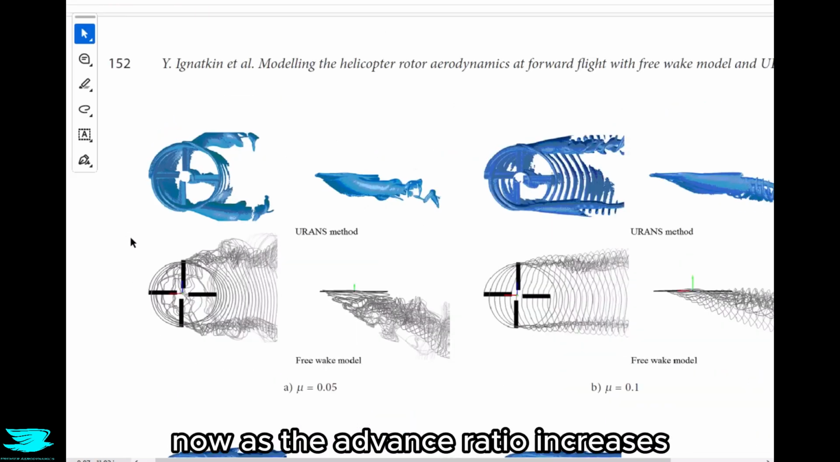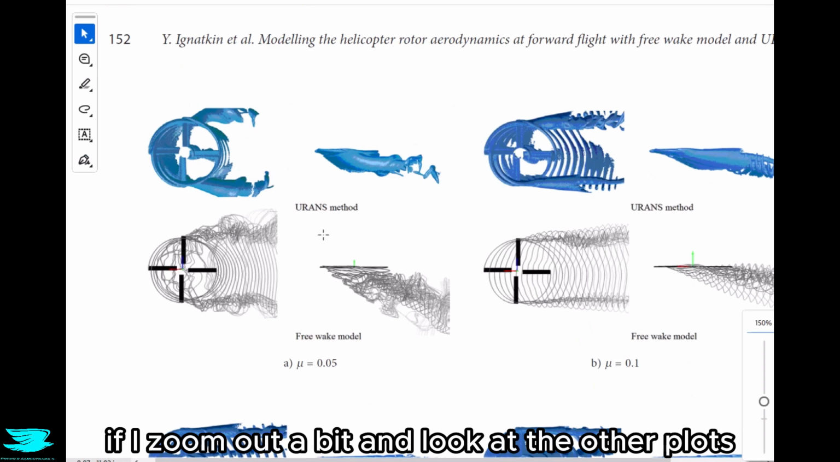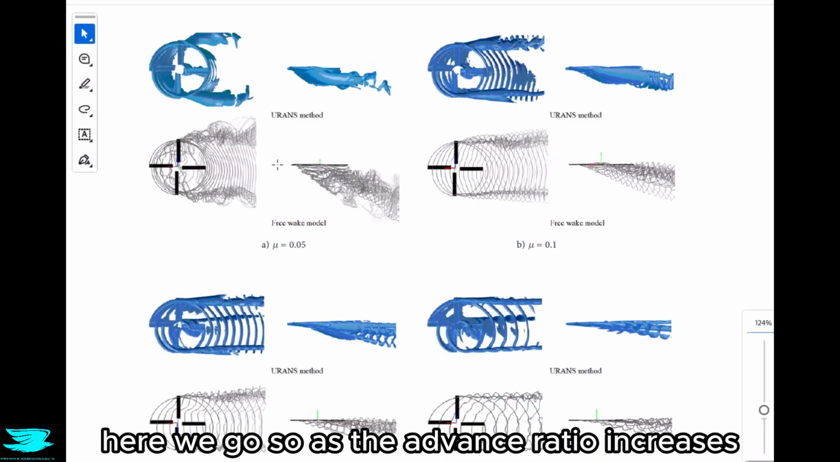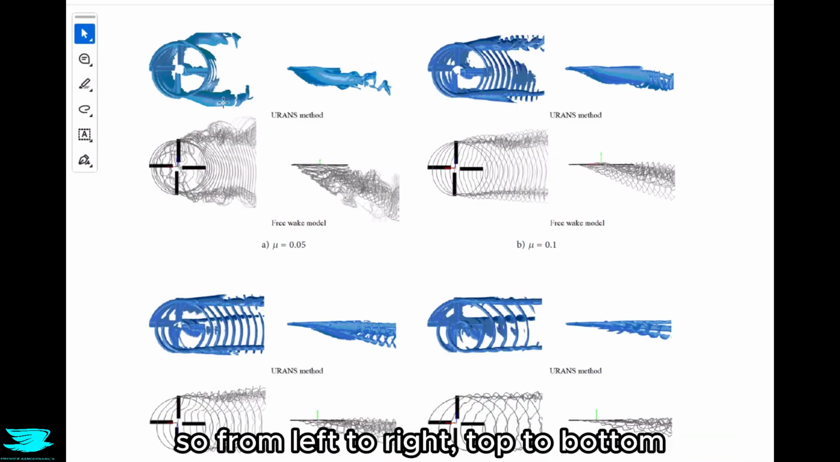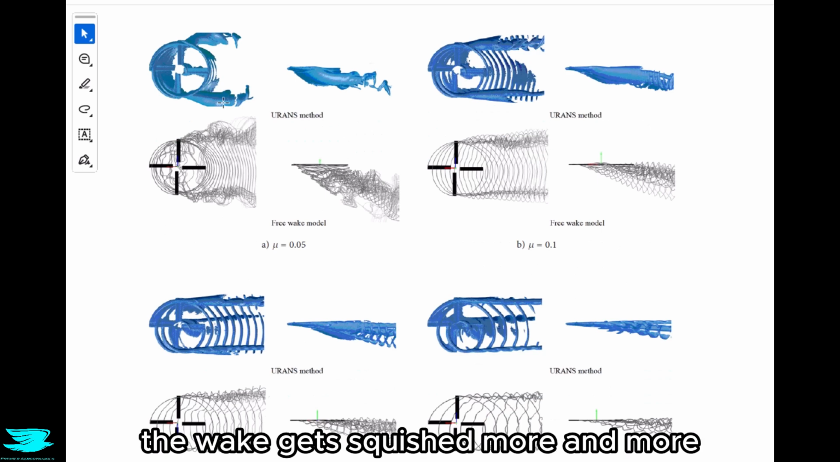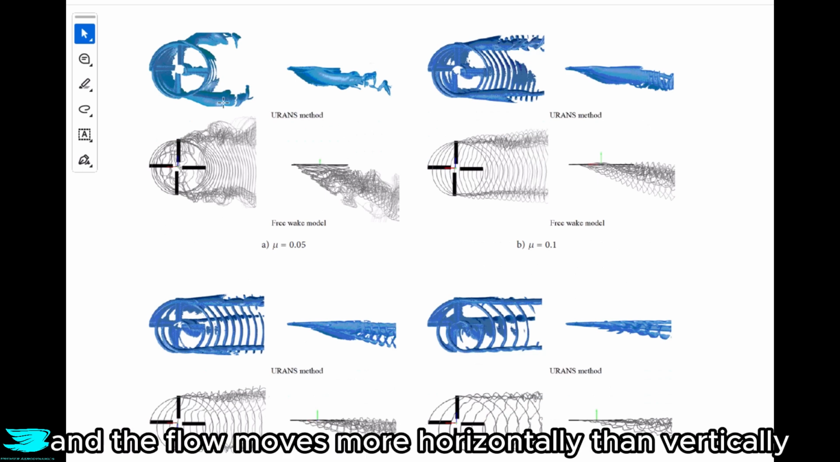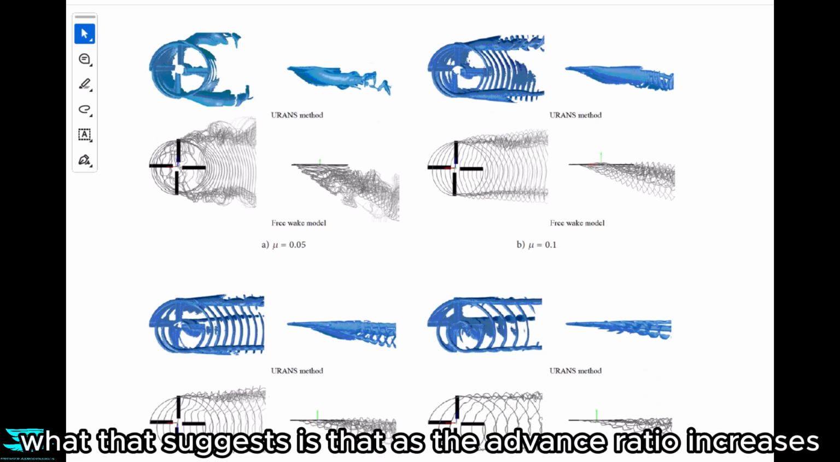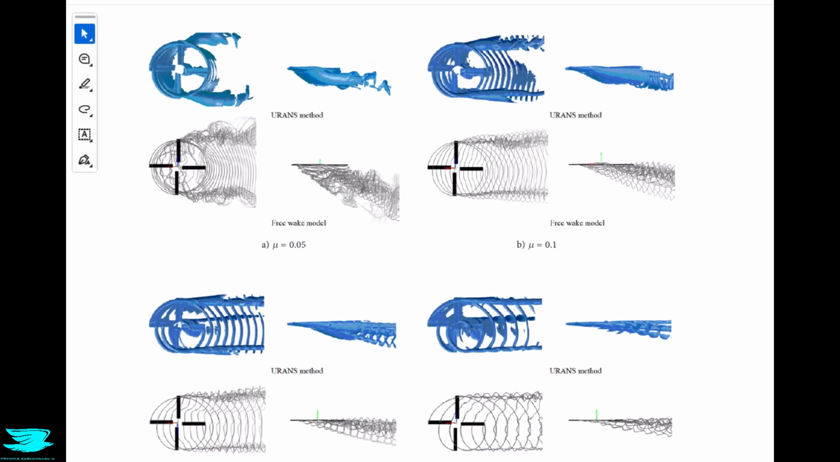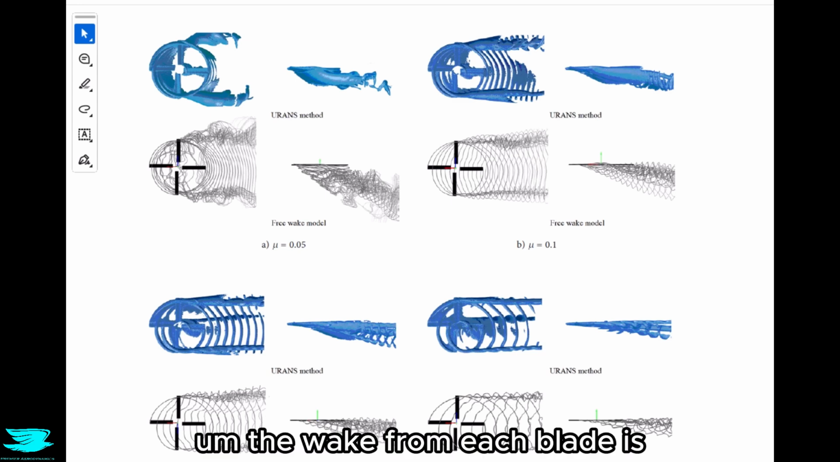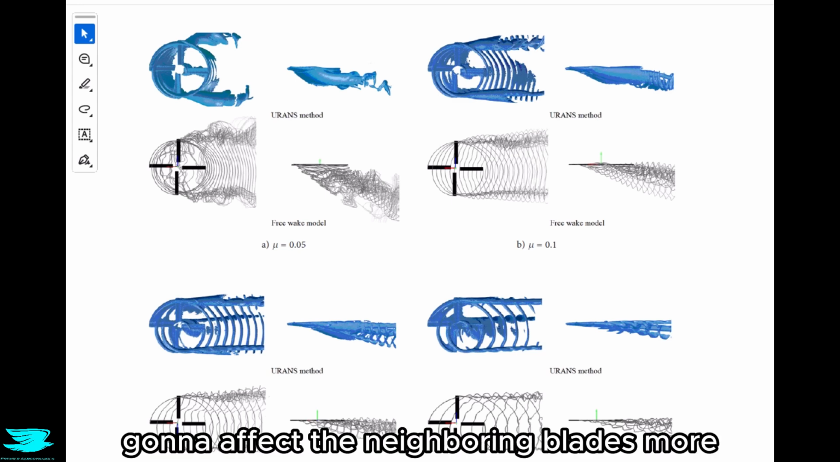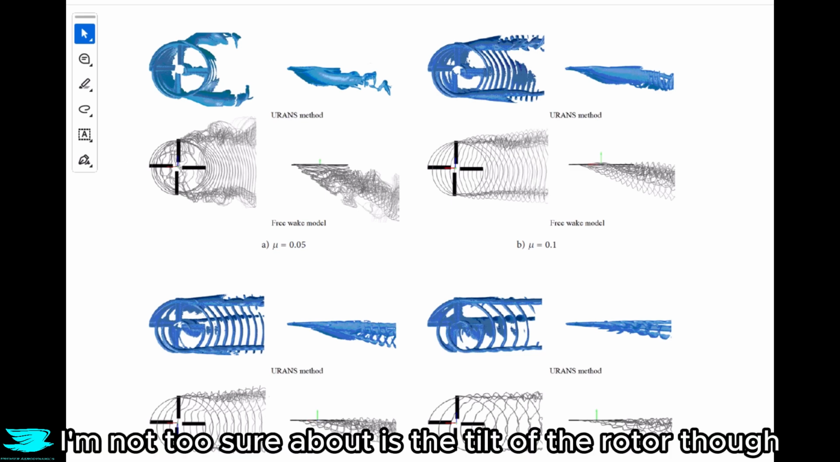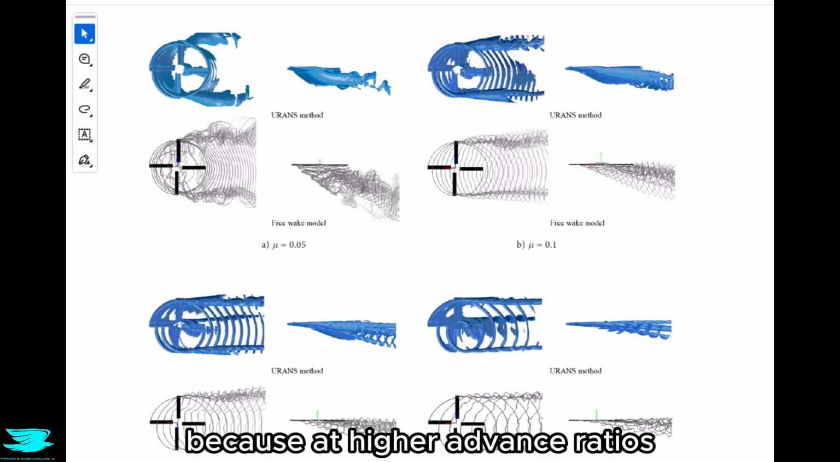Now, as the advance ratio increases, if I zoom out a bit and look at the other plots, here we go. So as the advance ratio increases, from left to right, top to bottom, the wake gets squished more and more and the flow moves more horizontally than vertically. What that suggests is that as the advance ratio increases, the wake from each blade is going to affect the neighboring blades more.